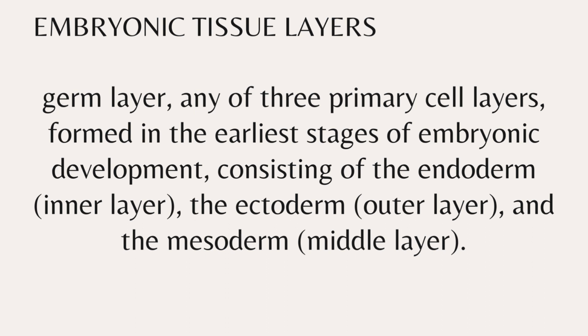Diploblastic animals are organisms that have cells arranged in 2 layers during embryonic development. The outer layer is called the ectoderm and the inner layer is called the endoderm. Triploblastic animals are organisms whose cells are arranged in 3 layers during embryonic development. You have your ectoderm, endoderm, and mesoderm.